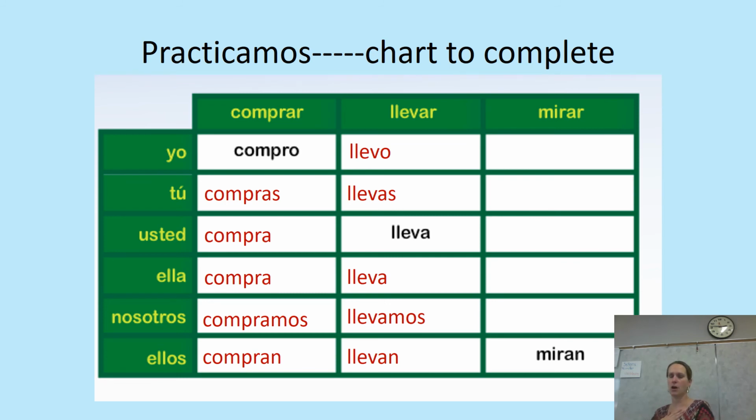Let's look at mirar as well. Mirar, to see or to watch. Yo miro, tú miras. Él, ella, and usted. That form is mira. And so that's written there twice in the chart. Nosotros miramos, and ellos miran. So notice how that same pattern follows through in all of these verbs. And when you hear it as well, there is definitely a pattern to the endings.